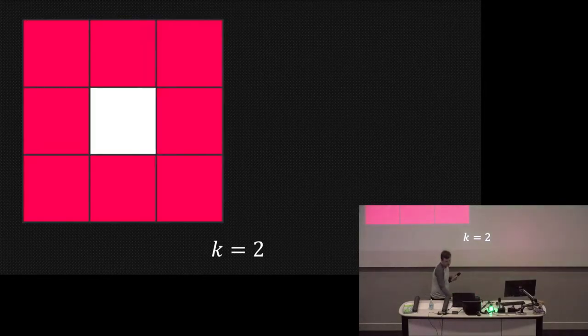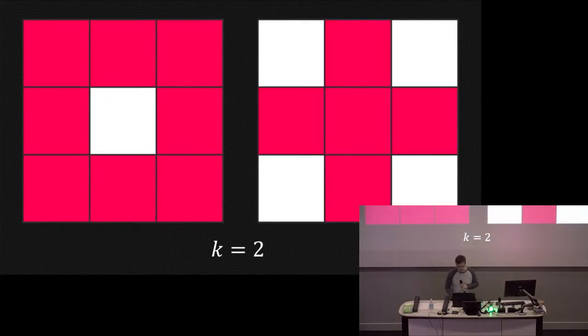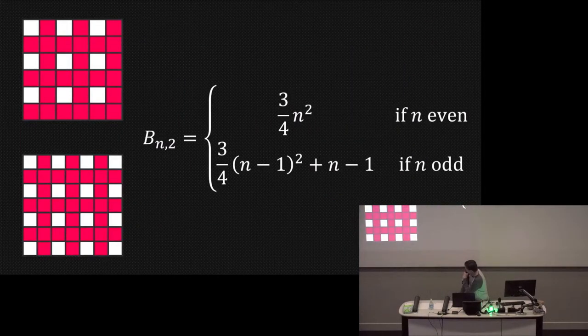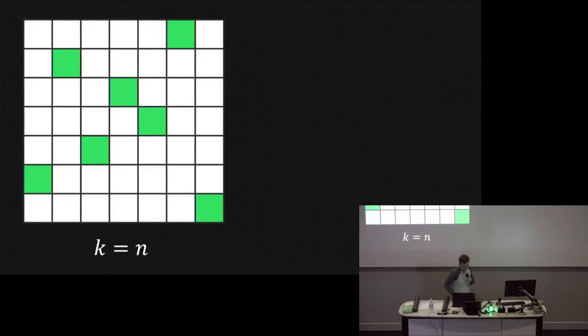If I have k equal to 2, well, each unblocked square must be surrounded by 8 blocked squares. However, we can shift things around a little bit and put them in the corners. So we end up with this nice tiling here. In general, the idea is to take this 2x2 pattern and just plaster it over the grid. It's pretty visual. You can somewhat intuit this. The equation isn't as nice, but it's fine. We'll move on. What if k is equal to n?